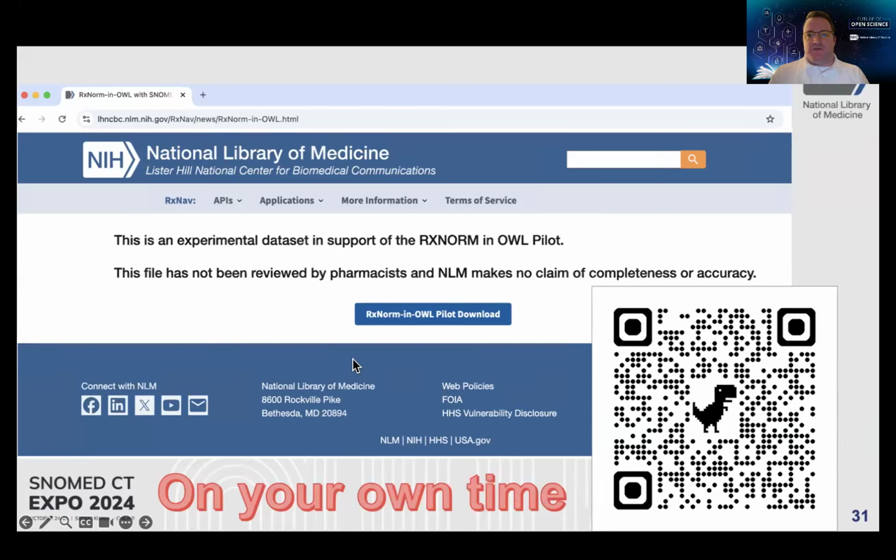This URL is probably too small to see from your seats, so I've included a QR code if you want to bookmark it. Users can download this experimental data set free of charge. All that's required is a UMLS license. Please sign up for that. Included with this download is also a README with all the prerequisites.